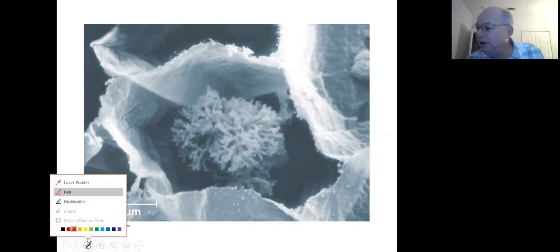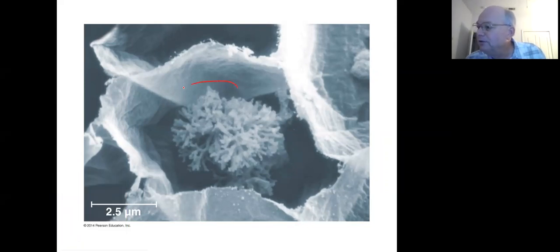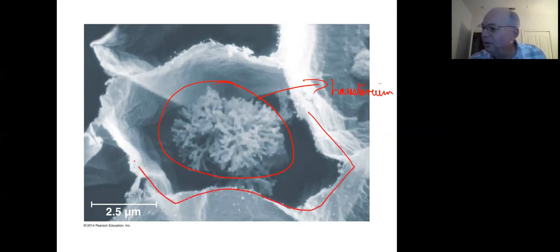So this is the haustorium. Let me just make sure the pen is active. So this is the haustorium. And this structure here, this is the cell wall.